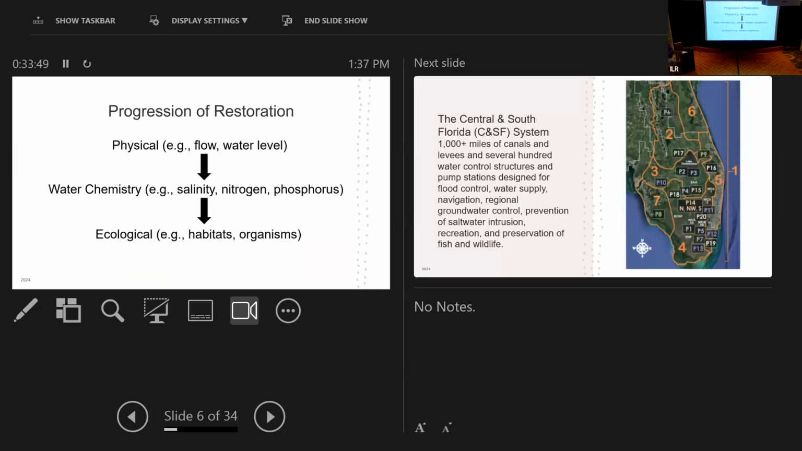And the progression of restoration, and this is pretty much every restoration project, is one of getting the physical conditions right. This is the flow, the water level, and then the water chemistry will come along, and this would be the salinity and the cycling of nitrogen and phosphorus. It will get back to like it was generally. And then finally, the ecological habitats and organisms will come along.